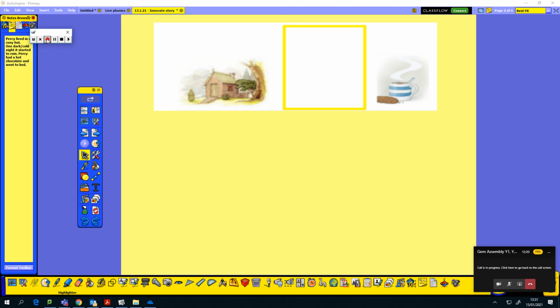Percy lived in a cosy hut. One cold night, it started to rain. Percy had a hot chocolate and went to bed. Can you now pause the video and have a go at retelling the first 3 sentences? When you're ready, press play again.